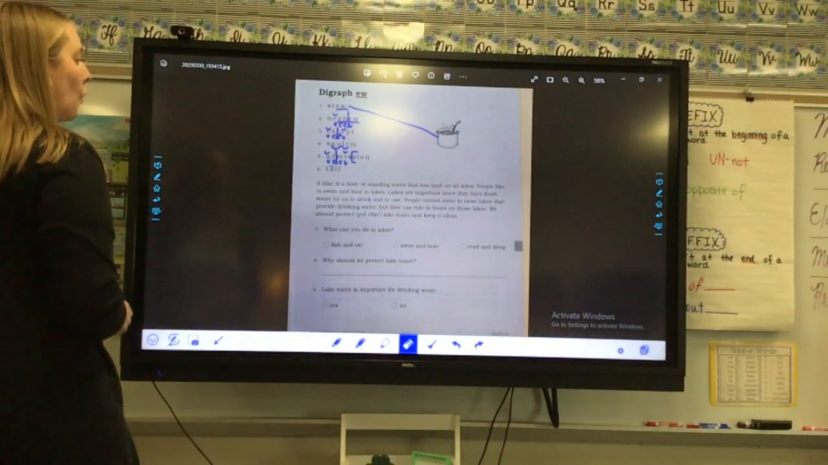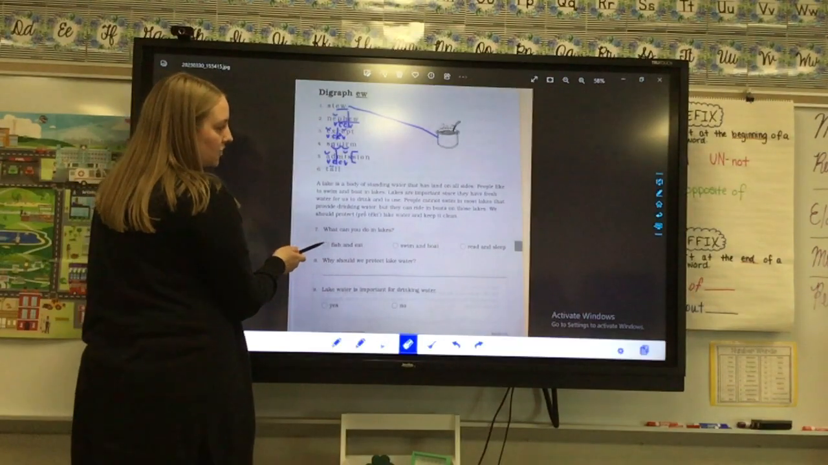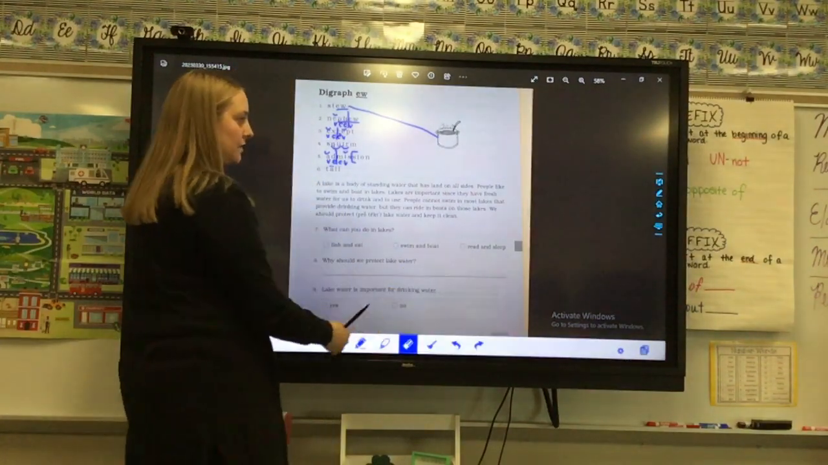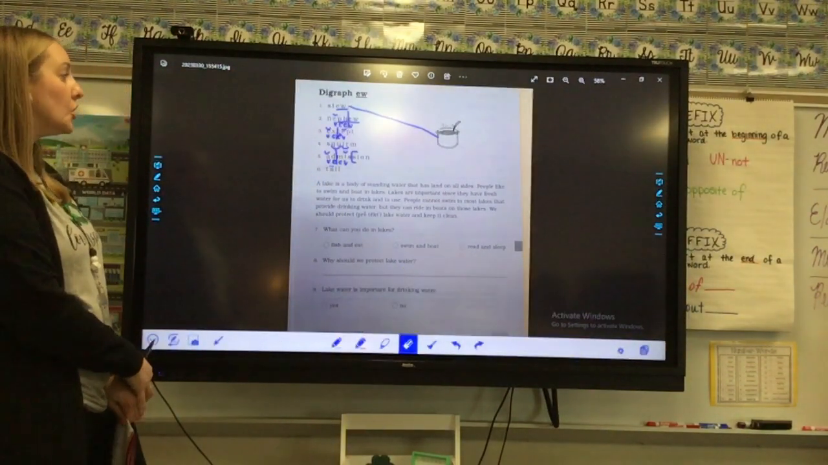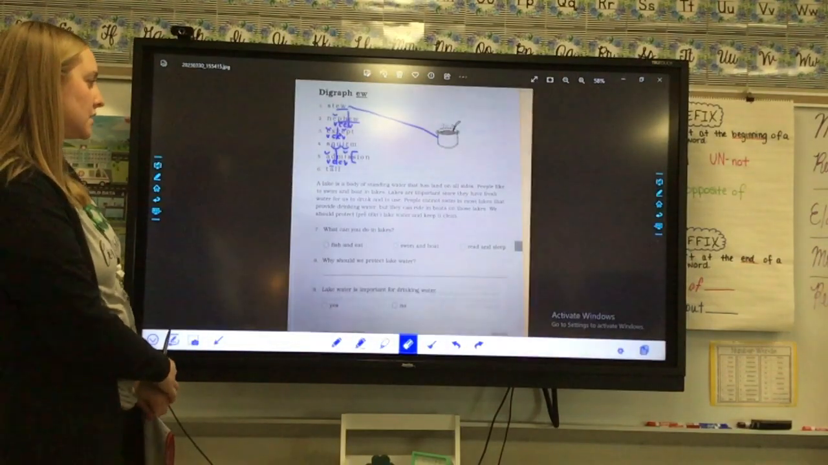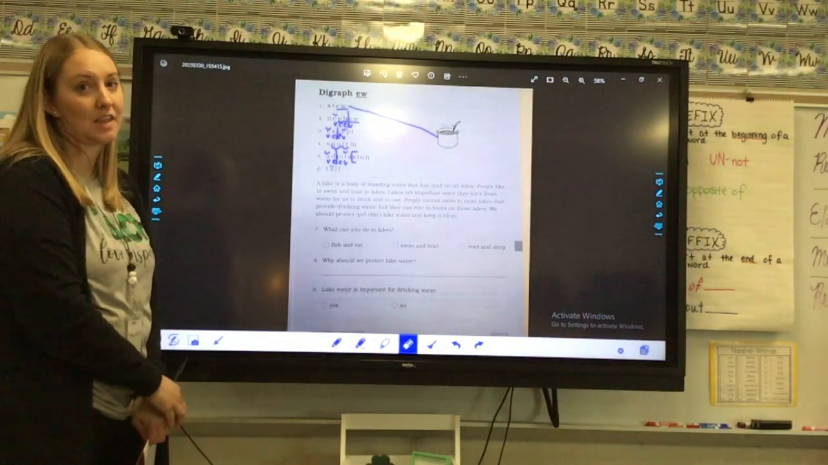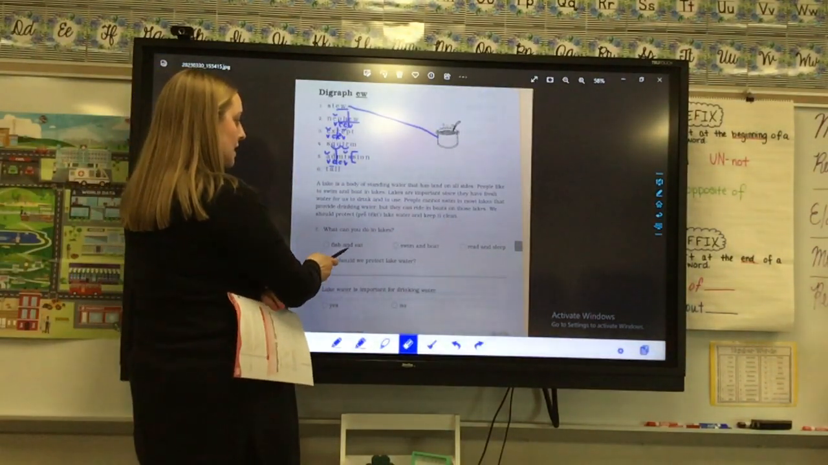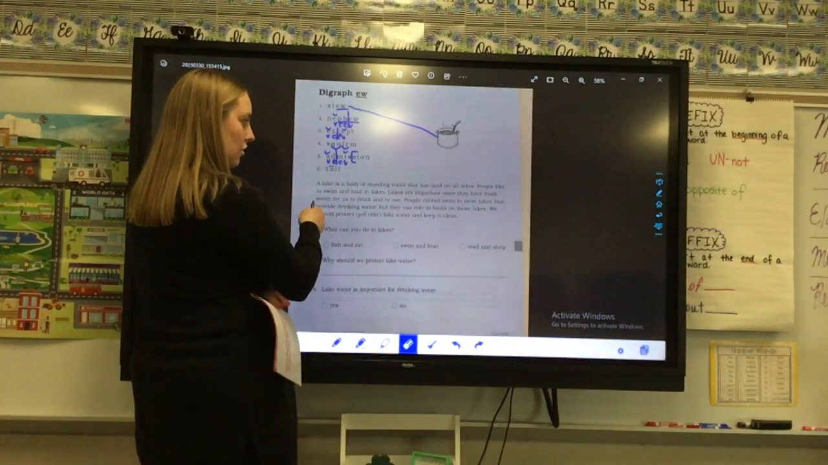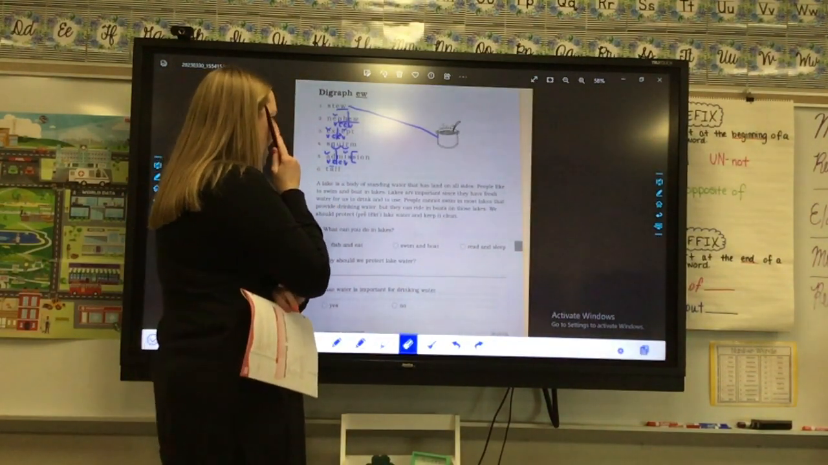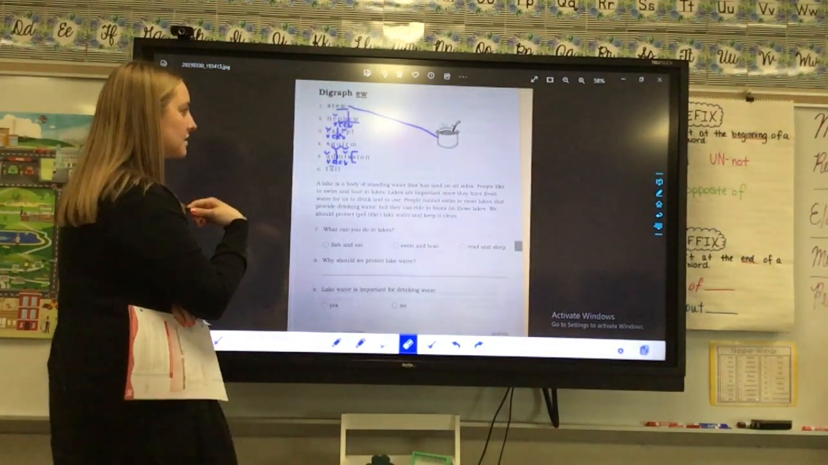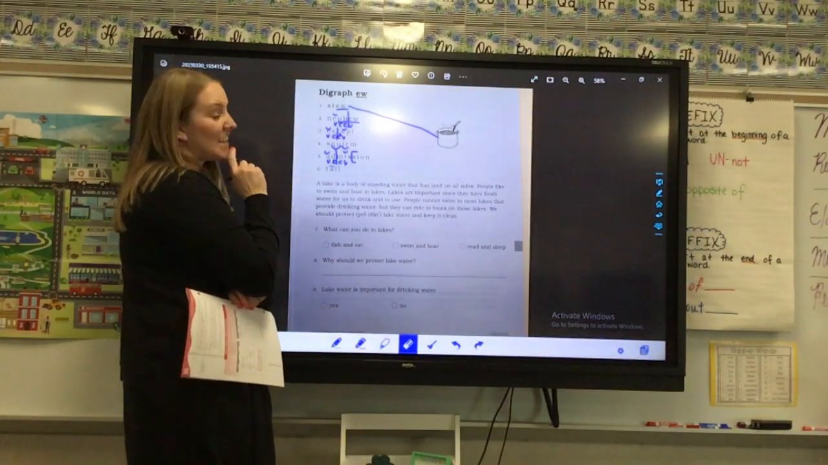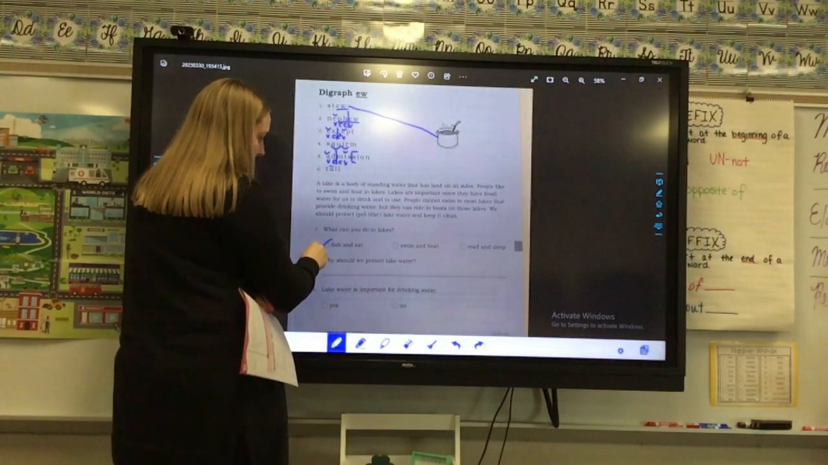All right, number 7, what can you do in lakes? Fish and eat, swim and boat, read and sleep. Now, you might be able to do some of these things, but it's not in the passage. Okay, so let's take a look. Can you fish and eat in a lake? So we'll look up here. You might say, yeah, I know, I fish all the time in lakes. Well, that's great, but is it in our passage? It's not. So we're going to cross off the first one.